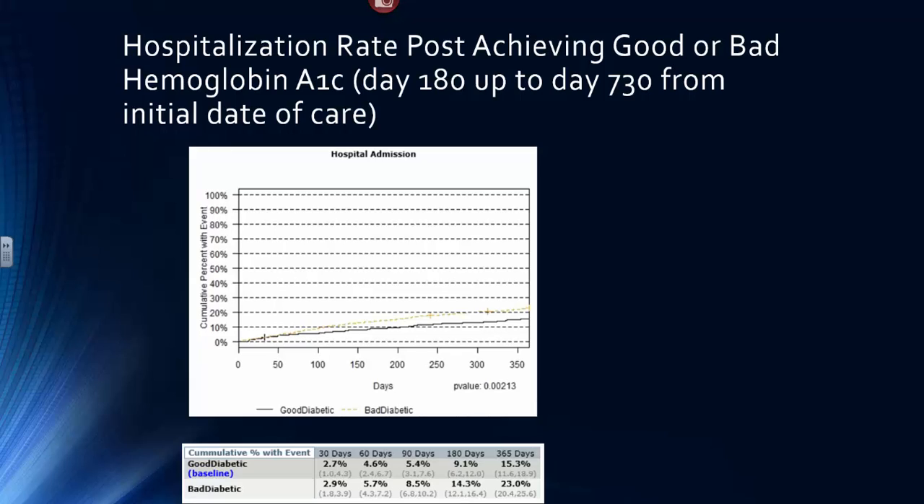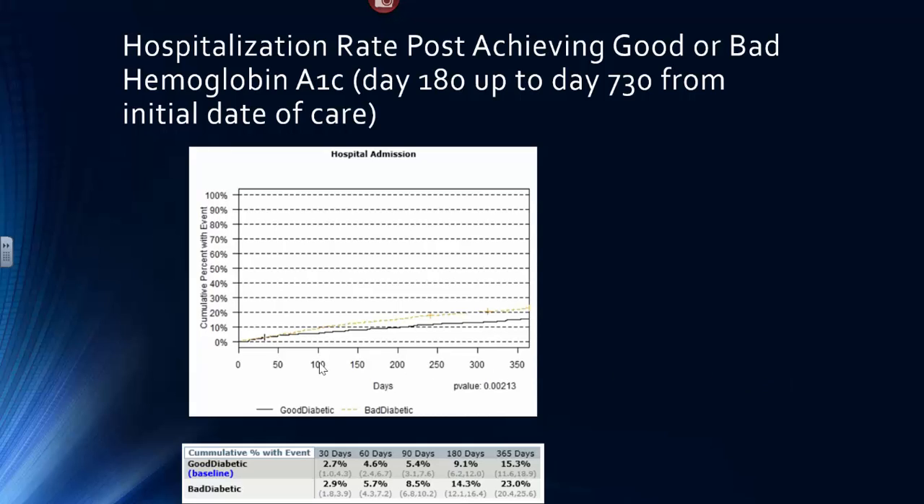We studied in class hospitalization rates after achieving good or bad hemoglobin A1C. That is, we took a look at a cohort of patients who started off with a bad hemoglobin A1C and then ended up at day 180 to day 365 with a good hemoglobin A1C, and another cohort who ended up with a bad hemoglobin A1C. We then looked from the moment of achieving either a good or bad result, and we followed those patients forward for a year's time to look at hospitalization rates.